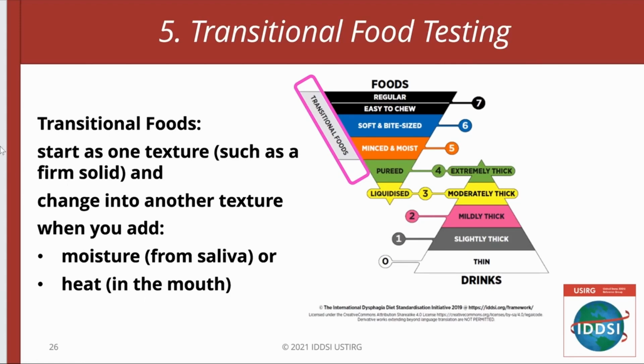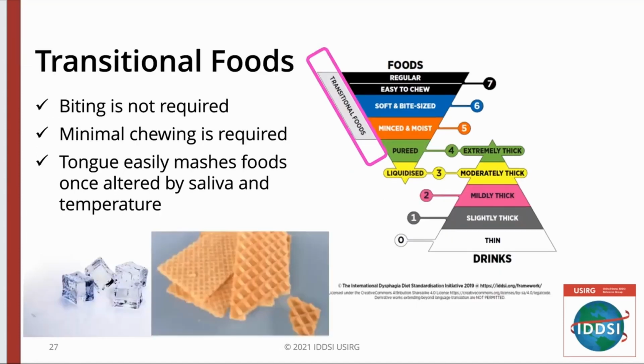See the transitional food labels in the sidebar in the IDDSI pyramid. Transitional food items may be ice chips, popsicles, ice cream, baby teething wafers, or first finger foods, and products from companies that make dissolvable crisps. Transitional items do not require biting, and minimal chewing is required. The tongue easily mashes foods once altered by saliva and temperature. Only simple tongue pressure is needed, and there is no size restriction.